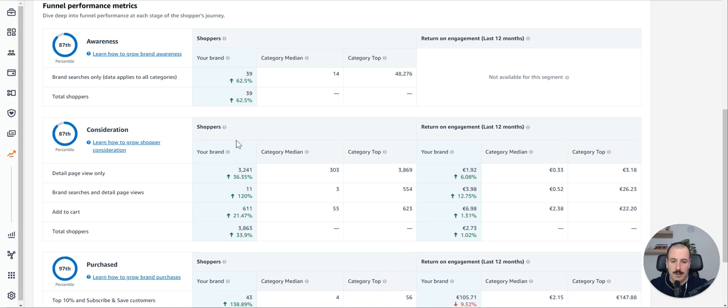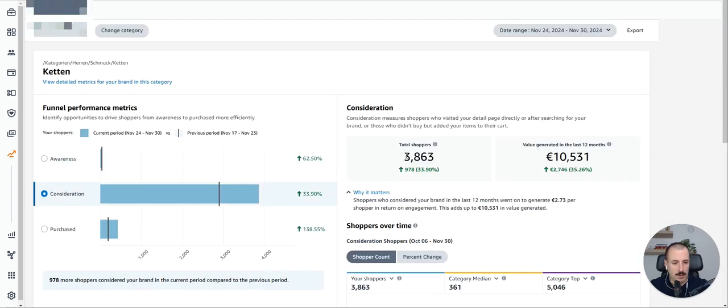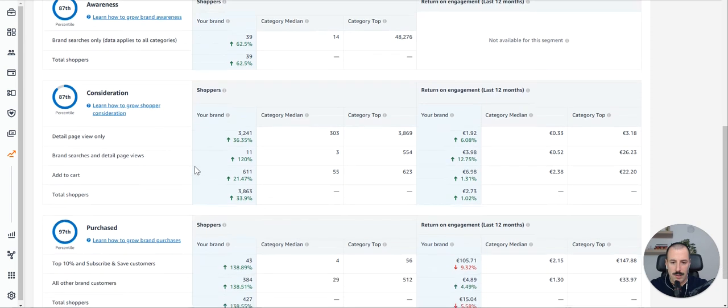In these detailed metrics, what's interesting compared to the consideration phase in the overview, where we could see only total shoppers compared to the previous week, is that here you can see the breakdown. Detail page views only, it was 3,241. Brand searches only, and how many added to cart. This is very valuable. 611 of them added to cart. That's really close to category top this week, which is really great.